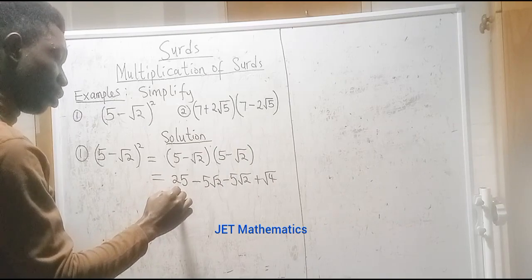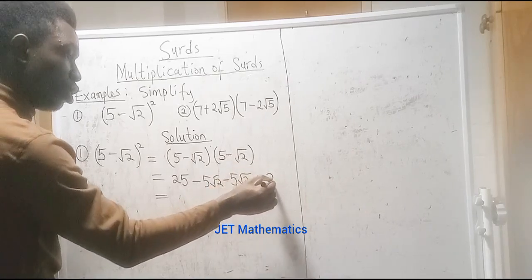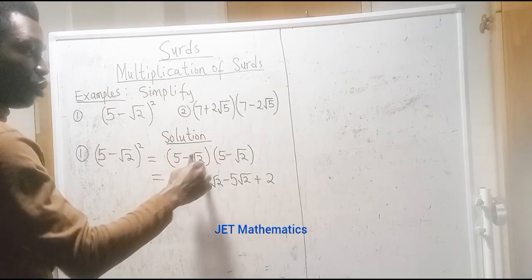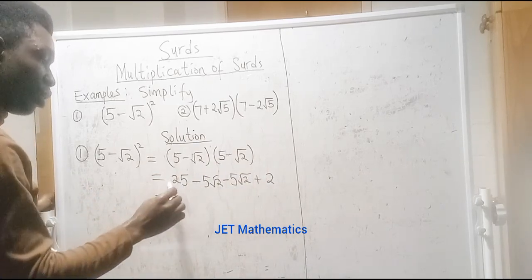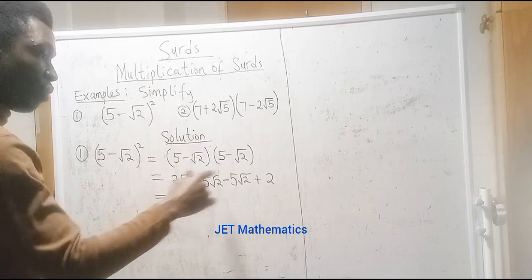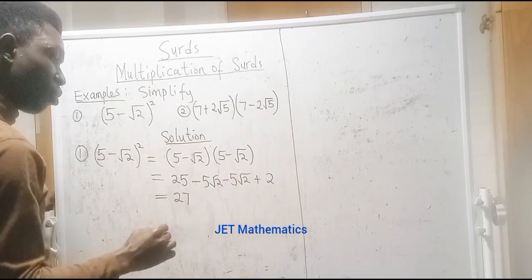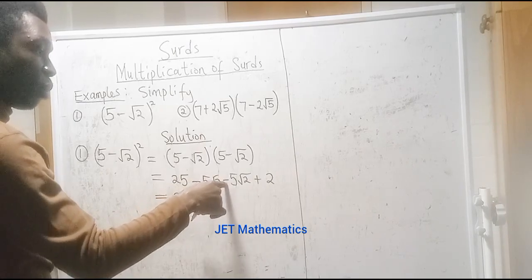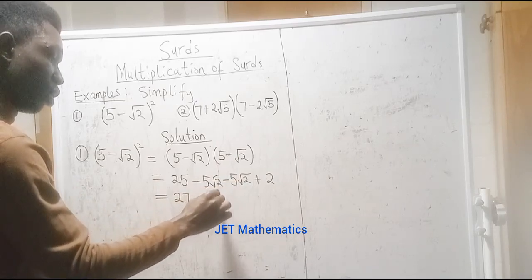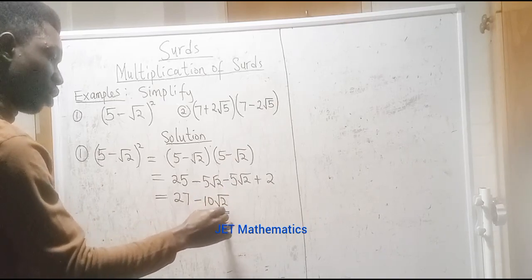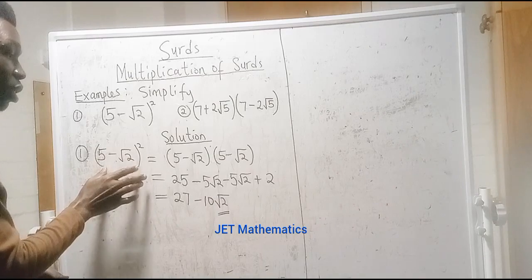So we can just change this and write 2. Root 2 times root 2 gives us 2. From our last video we have established that. So we collect like terms. We say 25 plus 2, that gives us 27. And then minus 5 root 2 minus 5 root 2 gives us minus 10 root 2. Okay, pretty easy.